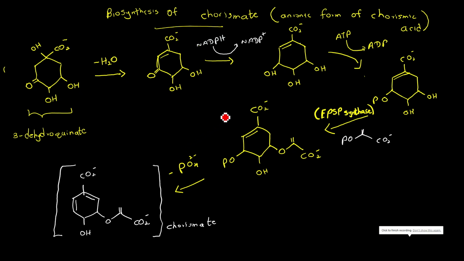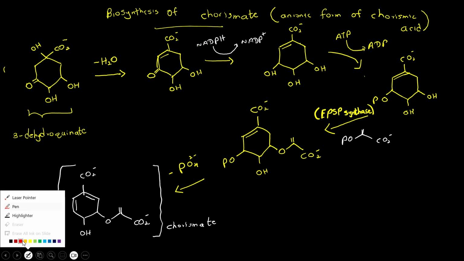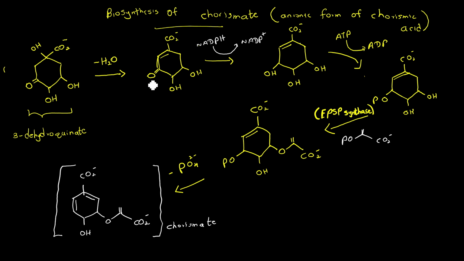Okay, so let's move into the biosynthesis of chorismic acid. I just wanted to note that I am explaining this mechanism based on the anion forms. You can take it to the neutral compounds also. Basically, in this case, this is an anion form. You just add the hydrogen to this carboxyl ion, and it's basically the neutral compound.